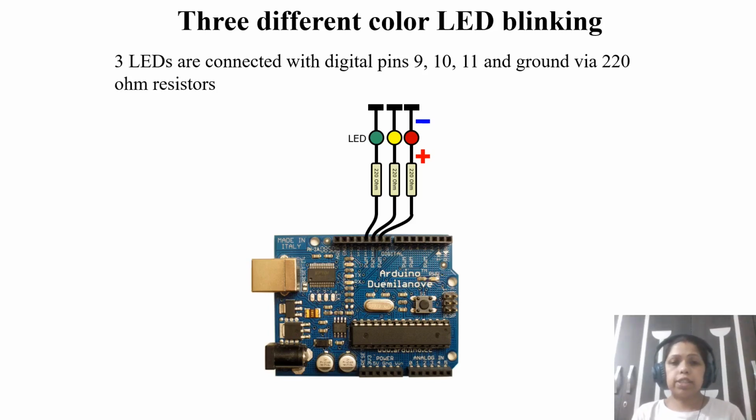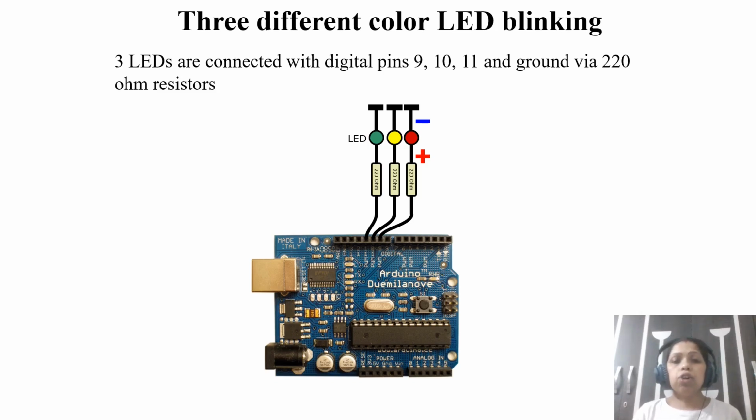Last class, I showed some examples of Arduino programming, such as how to blink an LED within various time intervals. In that lecture, I told you that you can do LED blinking in two different ways. One is using the LED that is inside the Arduino, or otherwise you can externally connect an LED.